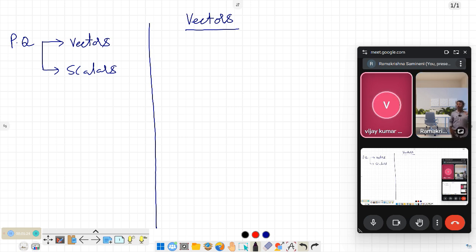That is called magnitude, right? So the physical quantities which are expressed only with magnitude are called scalar quantities. Magnitude and direction is a vector. They are called vector quantities. You know that, right?